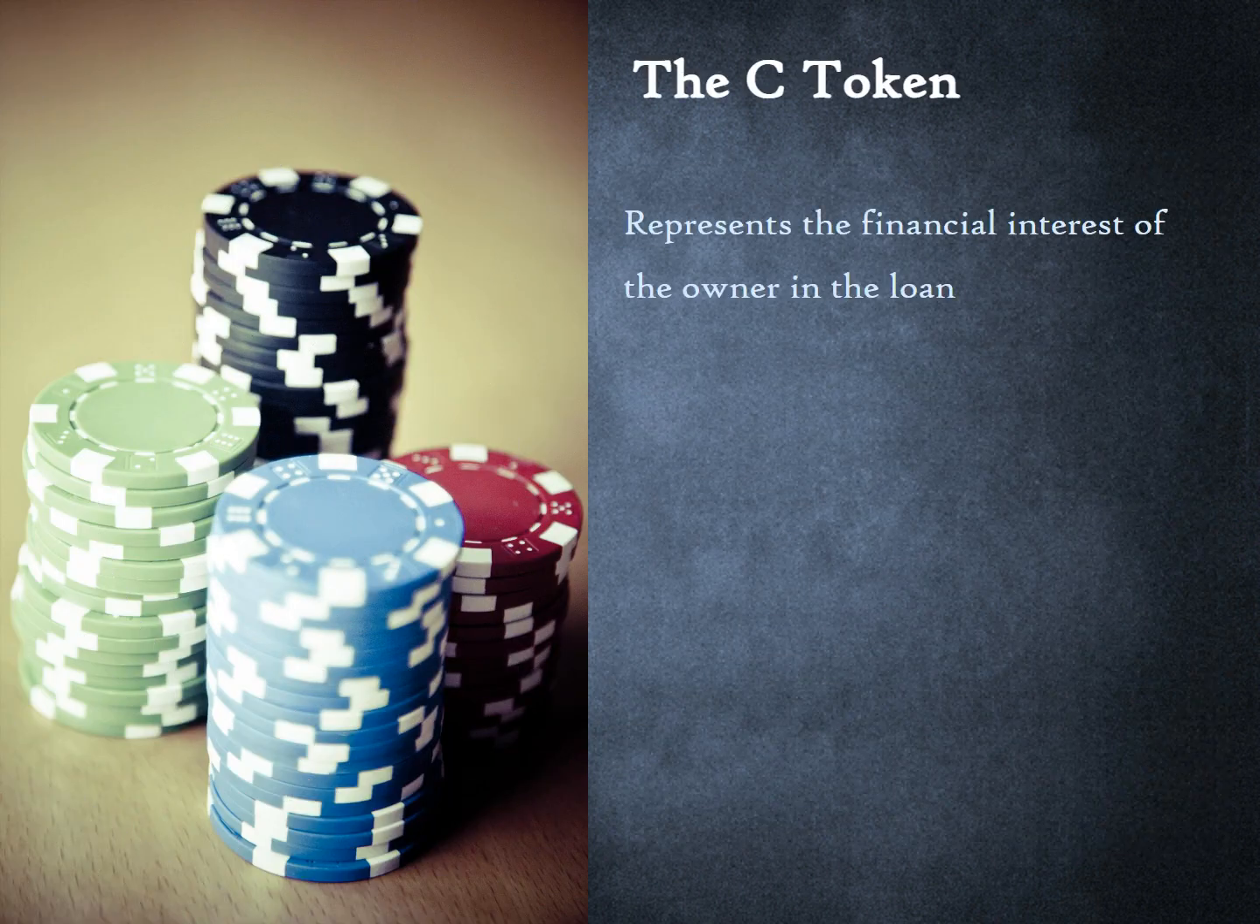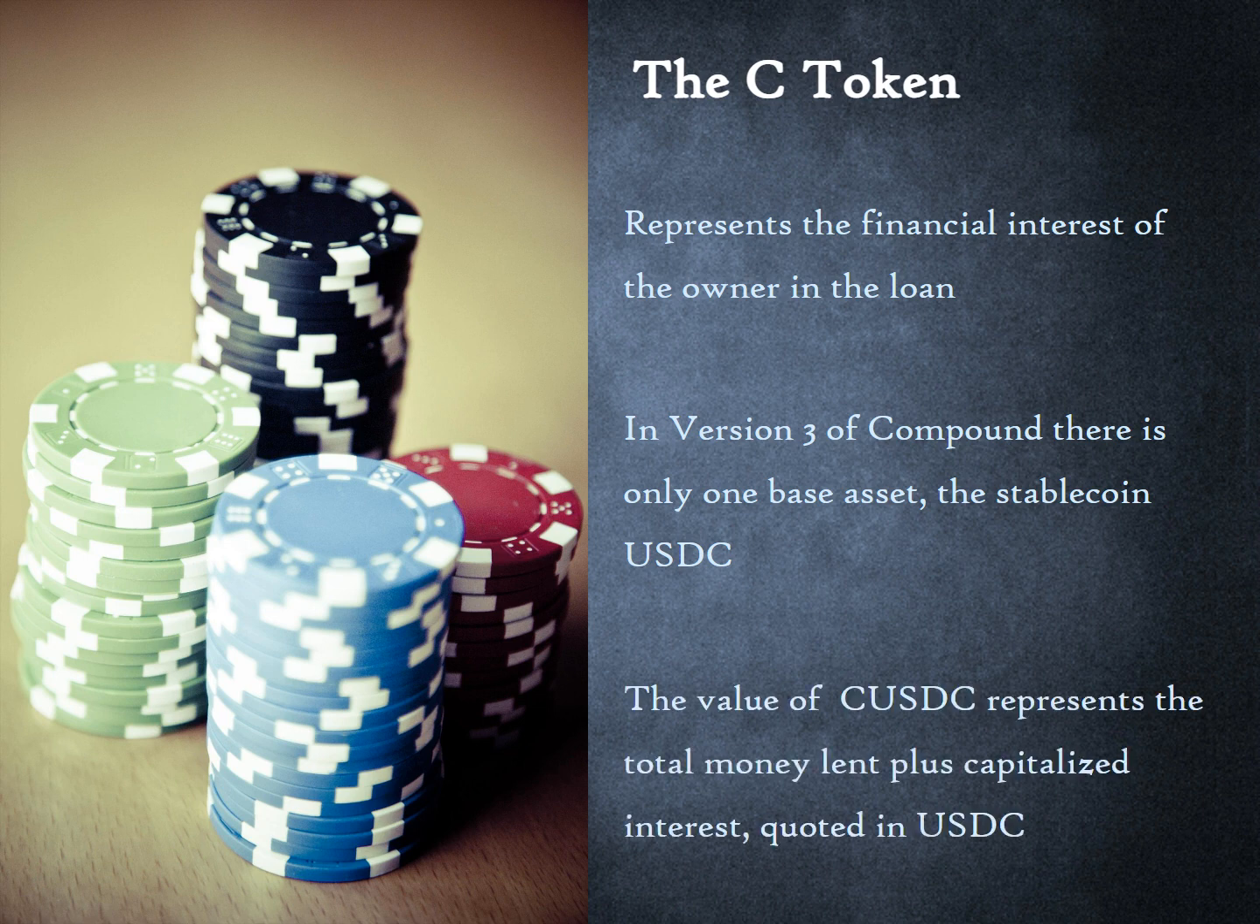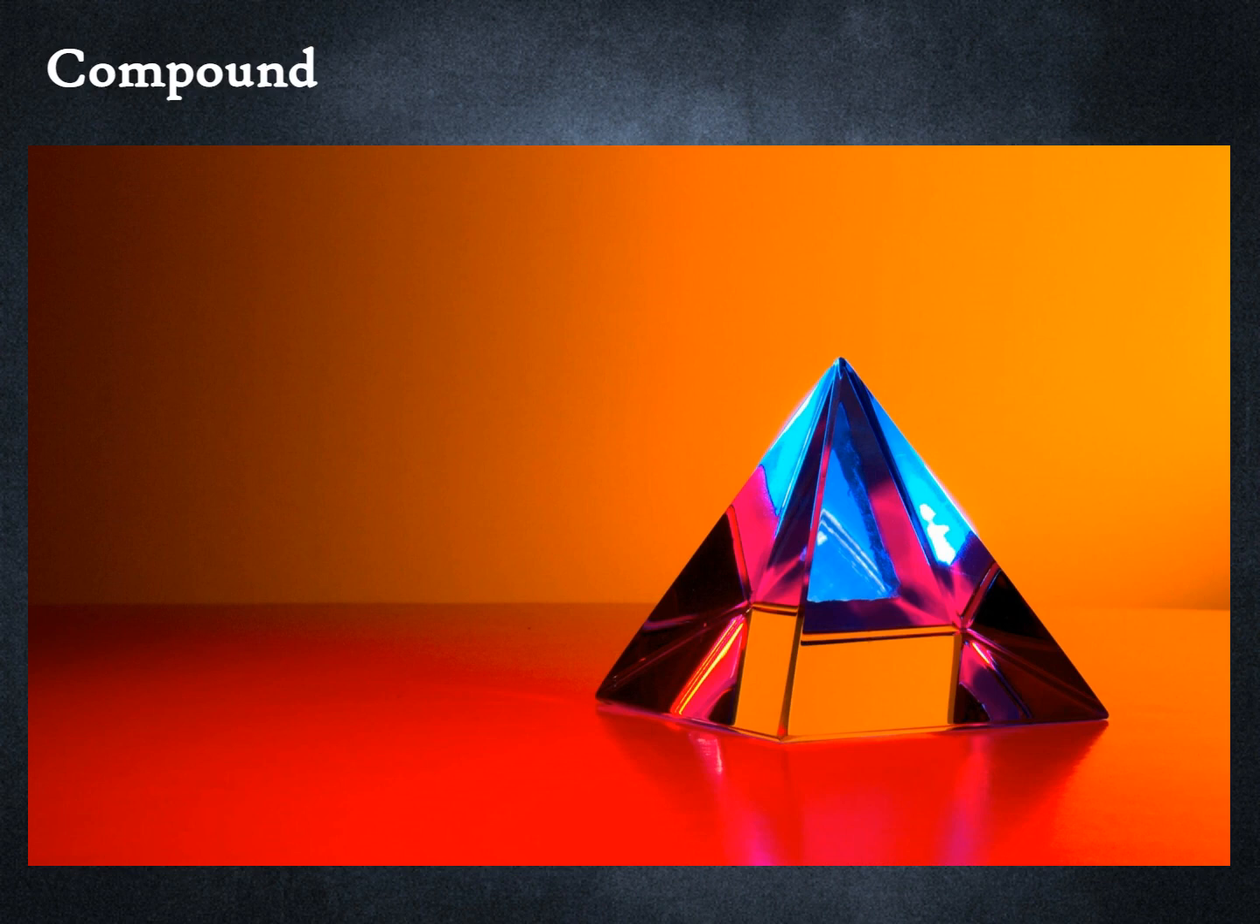The token, representing the financial interest of the owner in the loan, is called the C token. In version 3 of Compound there is only one base asset, the stablecoin USDC. Hence the C token is referred to as CUSDC. In earlier versions of Compound, there were multiple base assets. Hence, there are many C tokens with different suffixes. But in version 3, there is only one base asset. The value of CUSDC represents the total money lent plus capitalized interest, quoted in USDC. We will take a break at this point and resume with our discussion on Compound in the next lesson.